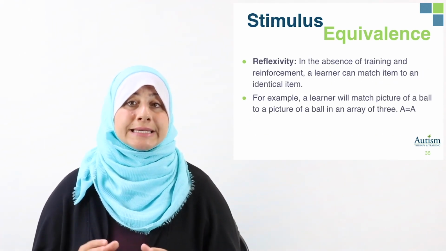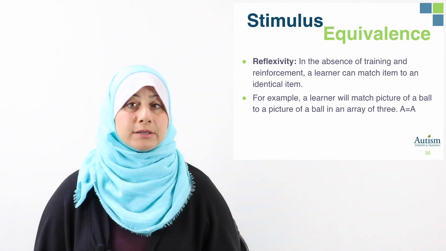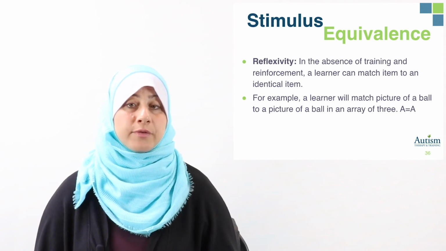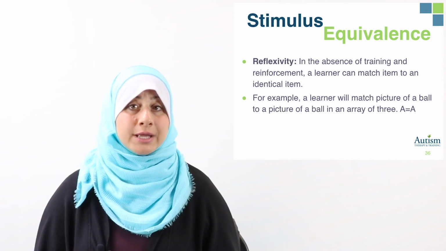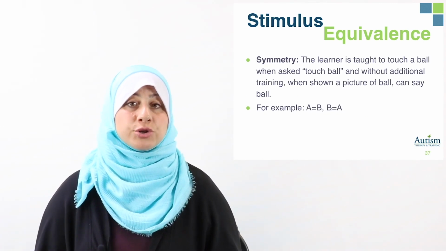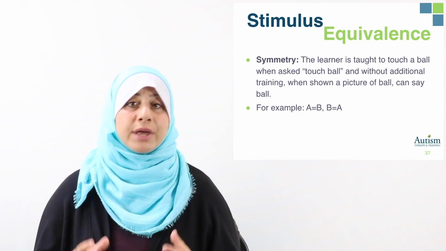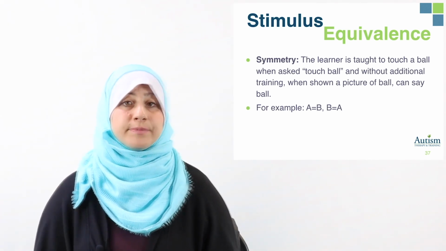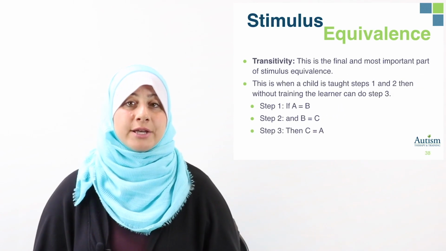Reflexivity is the absence of training and reinforcement. A learner can match an item to an identical item. For example, a learner will match a picture of a ball to a picture of a ball in an array of 3. A equals A. Symmetry: the learner is taught to touch a ball when asked touch ball, and without additional training, when shown a picture of ball, they can say ball. A equals B, B equals A.